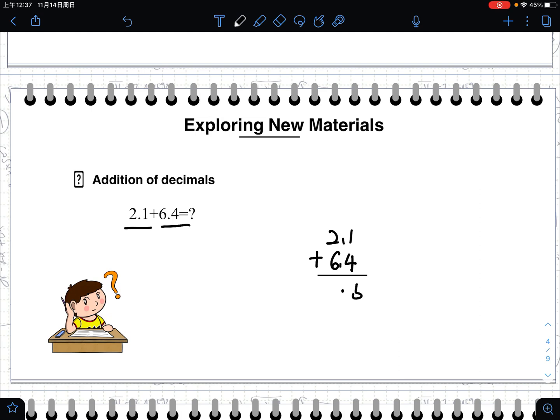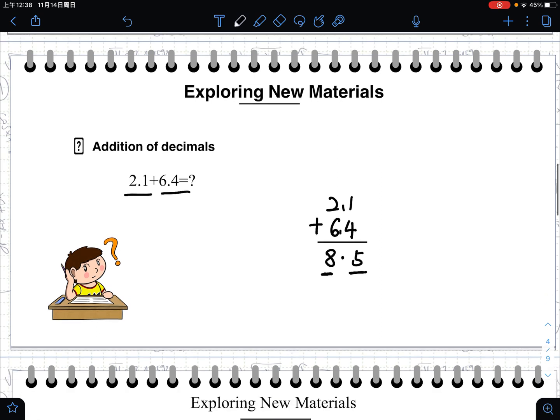1 plus 4 is 5, and the 5 is placed on the right side of the decimal point. 2 plus 6 equals 8, and the 8 is placed on the left side of the decimal point. Okay, so finally the answer should be 8.5.